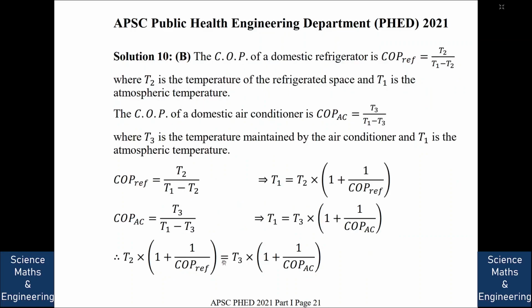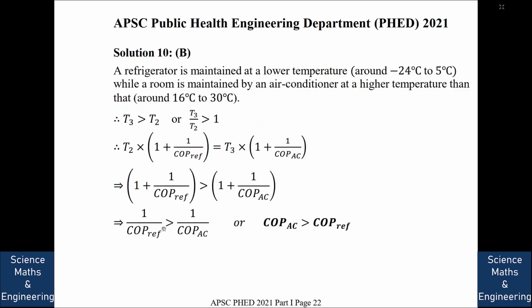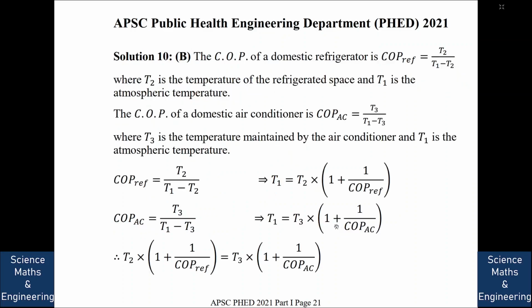Okay, so if we divide, T3 by T2 is greater than 1. So this part is equal to a number greater than 1 into this part. So this part would be greater than the second part. So from here we get that 1 plus 1 by COP of refrigerator is greater than 1 plus 1 by COP of AC. From here we get 1 by COP of refrigerator is greater than 1 by COP of AC, or COP of AC is greater than COP of refrigerator. So the COP of refrigerator is less than the COP of AC. So option B is the correct answer.